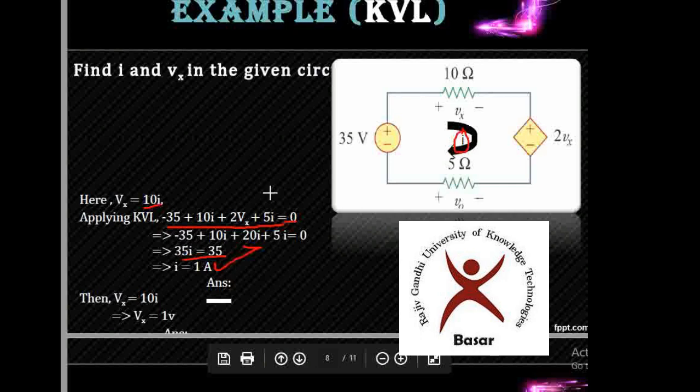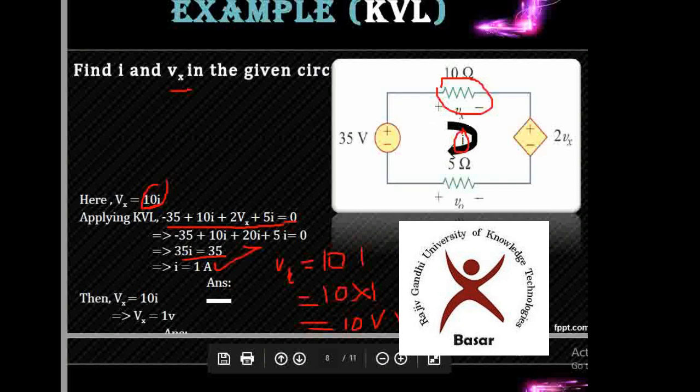The question also asks us to find Vx. Vx is the voltage across this 10 ohm resistor, which is equal to 10 times the current through the resistor. So Vx equals 10 times 1 amp, that is 10, and the unit for voltage is volts. The voltage Vx is 10 volts.